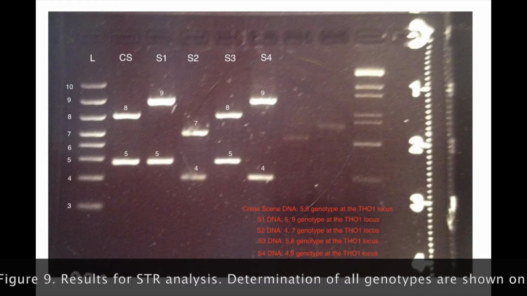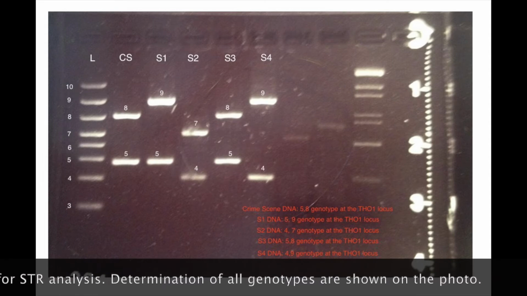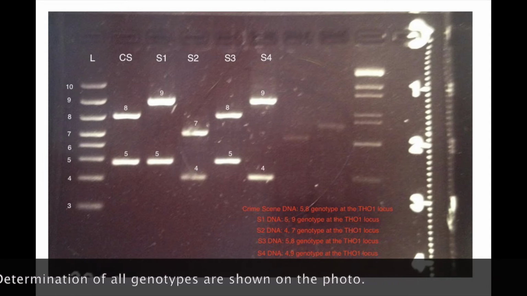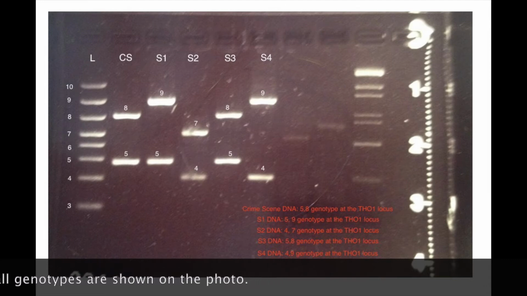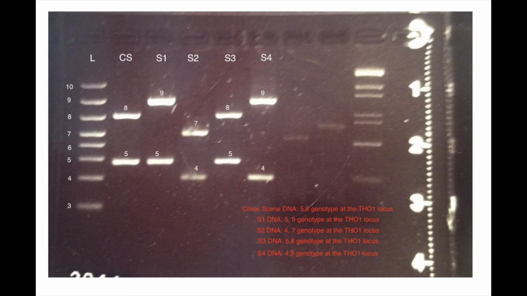From this, you can see that suspect 3 once again clearly matches the DNA profile seen at the crime scene. Both suspect 3 and the crime scene DNA are heterozygous at the TH01 locus, and one chromosome contains 8 repeats while the other chromosome contains 5 repeats. The DNA collected from suspect 1, 2, and 4 can be determined to be different from the DNA found on the murder weapon at the crime scene because the number of repeats at the TH01 locus is different from that found at the crime scene.